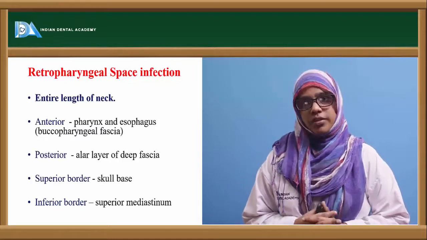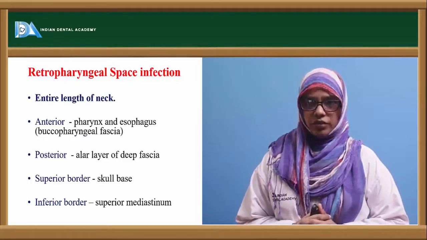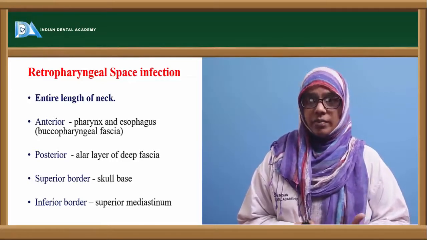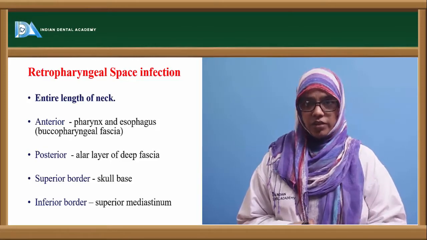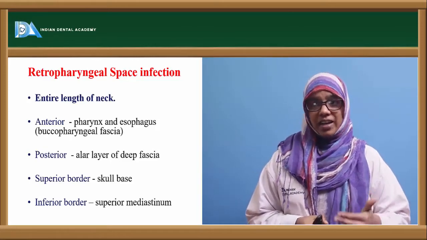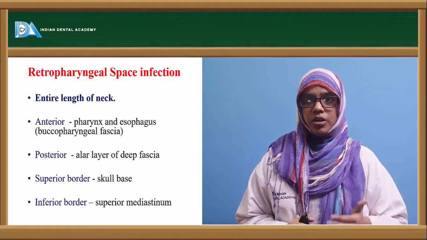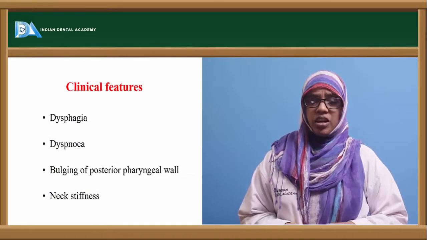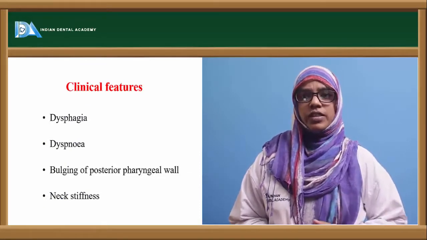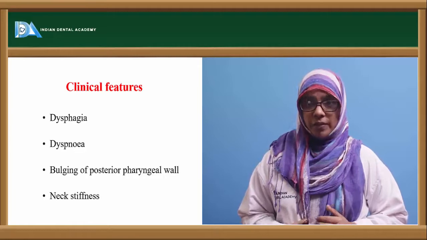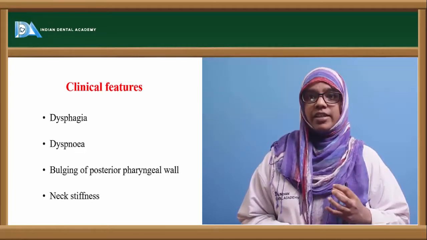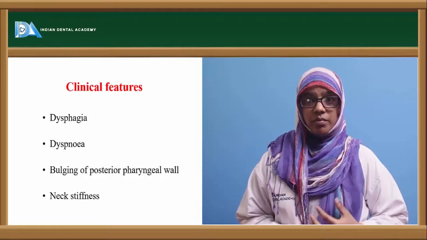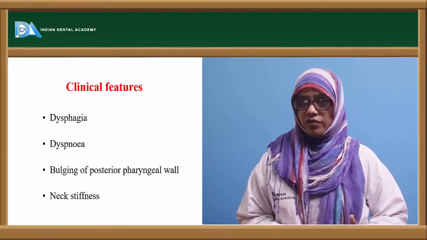Let's move on to the other space, that is the retropharyngeal space infection. It runs along the entire length of the neck. It is bounded anteriorly by the pharynx and esophagus, that is the buccopharyngeal fascia, posteriorly by the alar layer of the deep cervical fascia, superiorly by the skull base and inferiorly by the superior mediastinum. The classical features are dyspnea, dysphagia, bulging of the posterior pharyngeal wall and neck stiffness. This is also a very life-threatening condition associated with septicemia, toxemia, pyrexia, everything.